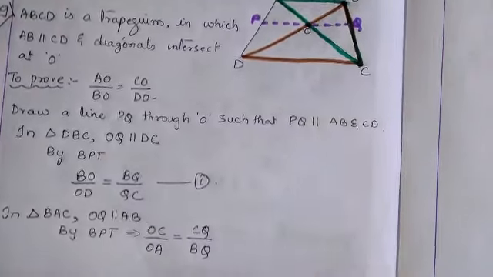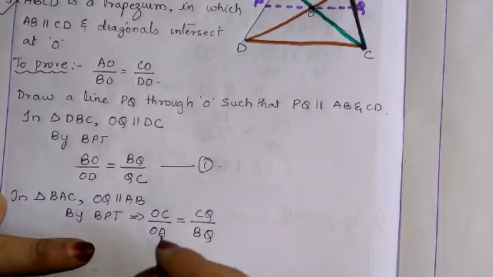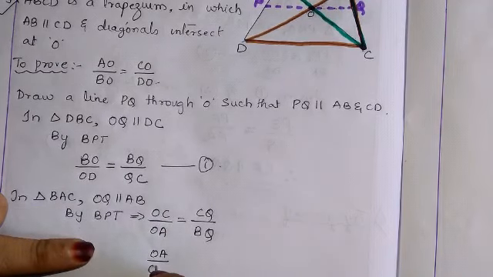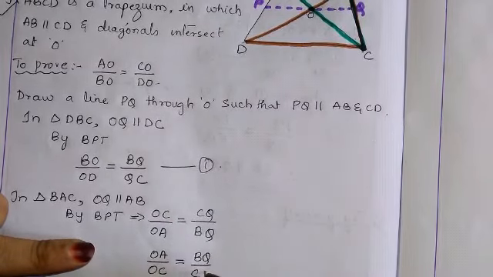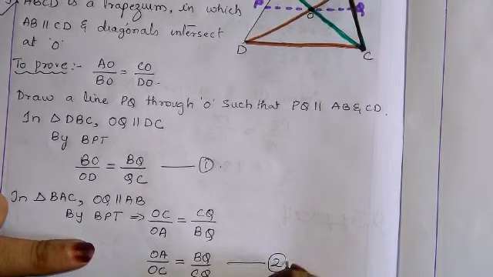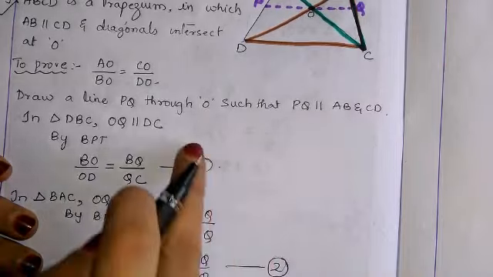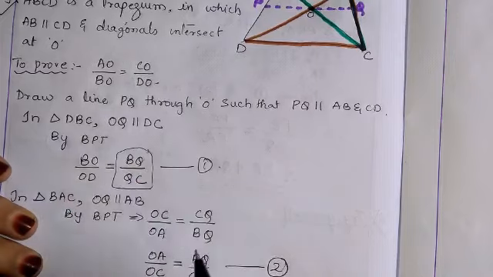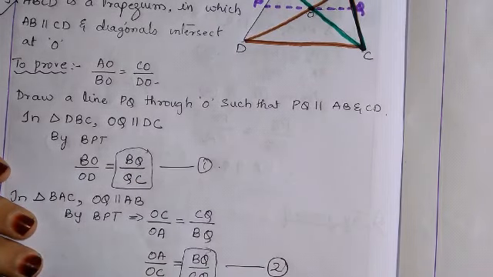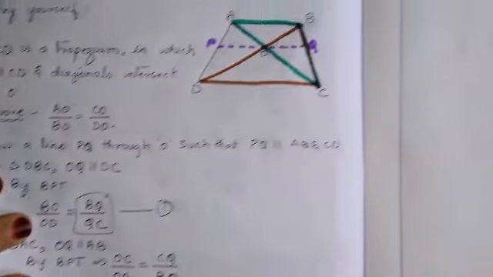Now I'll interchange this. Both sides we can interchange, right? OA by OC is equal to BQ by CQ. I have just interchanged. We'll consider this equation 2. Now from 1 and 2, BQ by QC is the same. Things which are equal to the same thing are equal to one another.